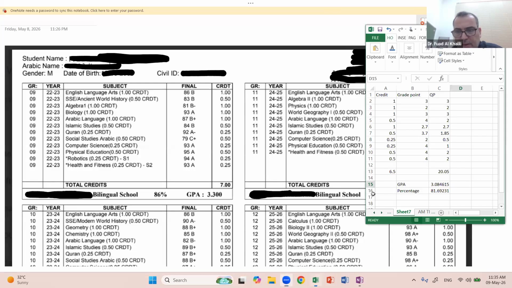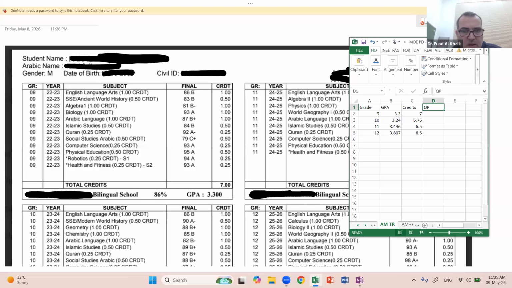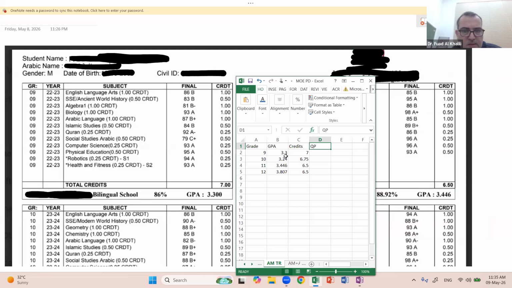Let's say here, this one is an American transcript. Here, we have grade 9. In grade 9, the student has a 3.3 GPA and 7 credits, right?